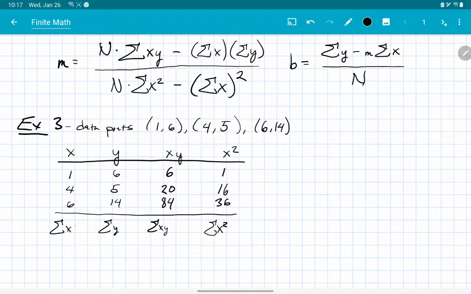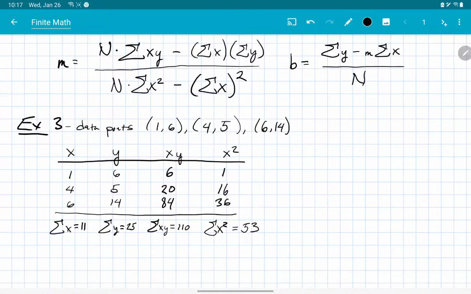So my first column, the sum of 1, 4, and 6 is 11. My second column, the sum of 6, 5, and 14 is 25. So I put a 25 there. My next column, the sum of 20, 84, and 6 is 110. And then the sum of my next column, 36, 16, and 1 is 53.